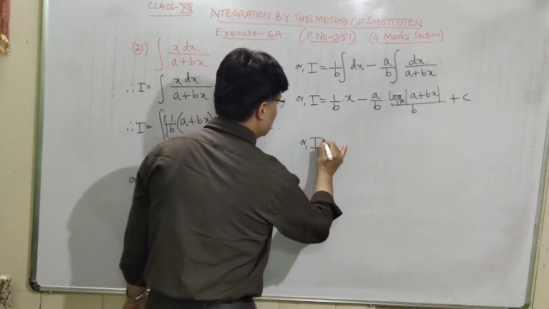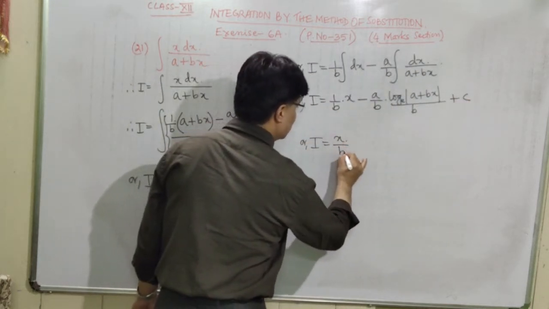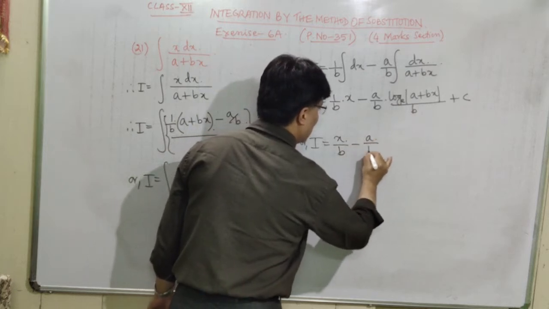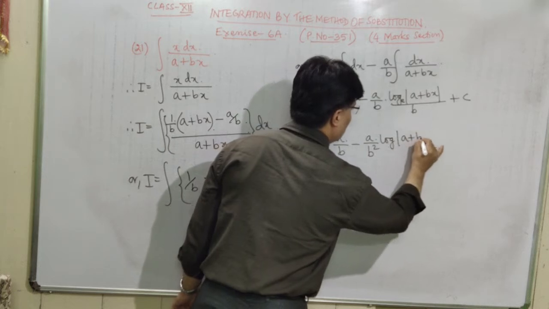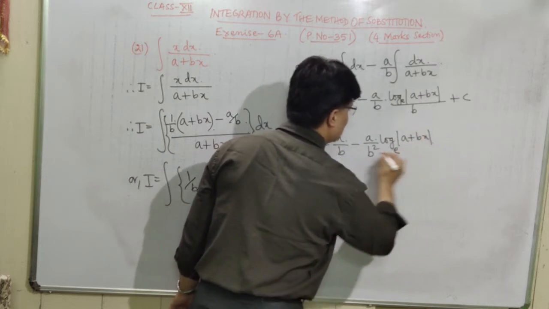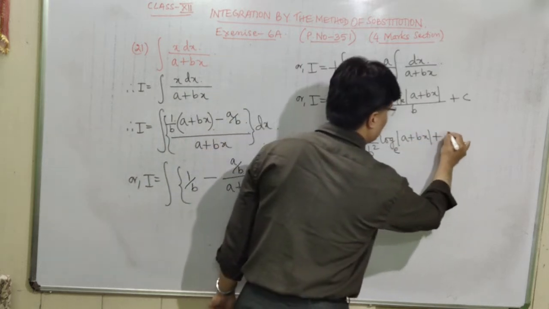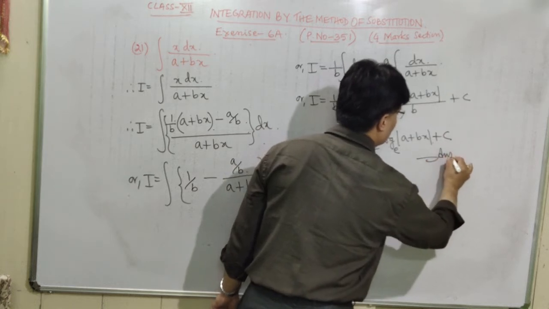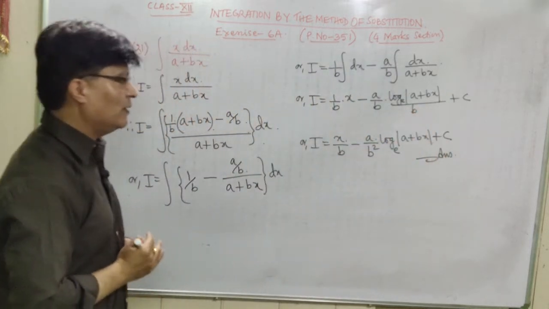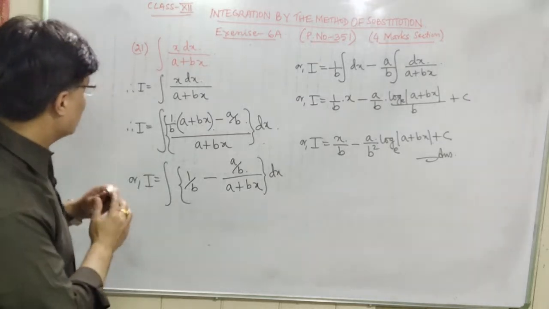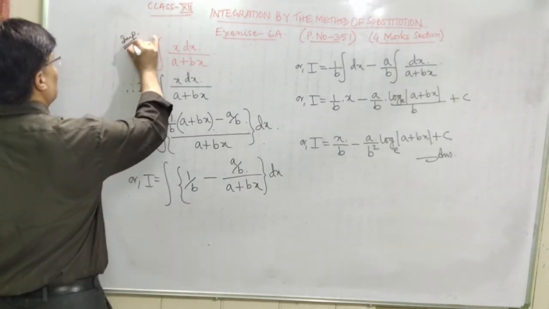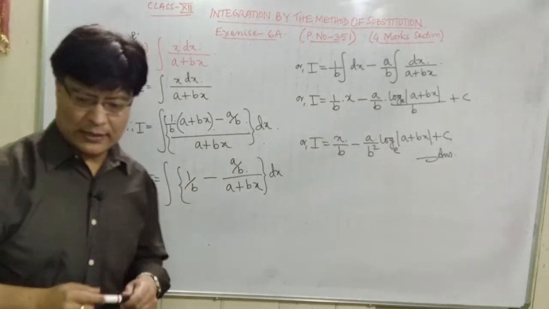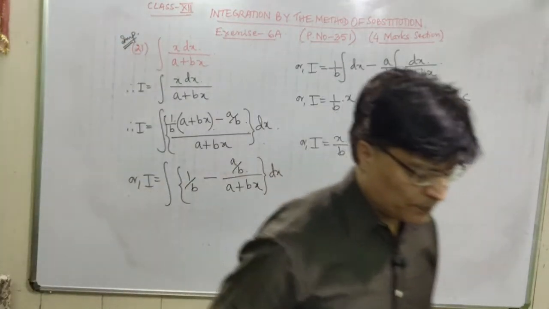So I is equal to x by b minus a by b square log mod a plus bx base e, plus c. So this is the final answer. This question is also very, very important, so you can mark it. Now we can copy it. Now we'll do the next question.